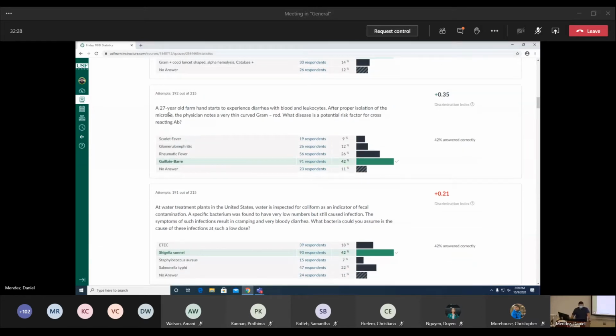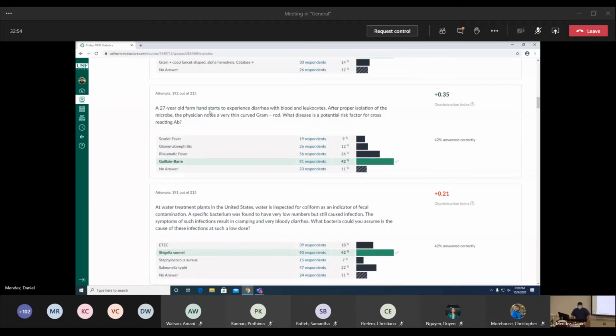A 27-year-old farmhand starts to experience diarrhea with blood and leukocytes. After proper isolation of the microbe, the physician notes a very thin curved gram-negative rod. What disease is a potential risk factor for cross-reacting antibodies? So here, you can look at the question stem, very thin curved gram-negative rod. There's only one bacterium that's like that right now, Campylobacter jejuni.